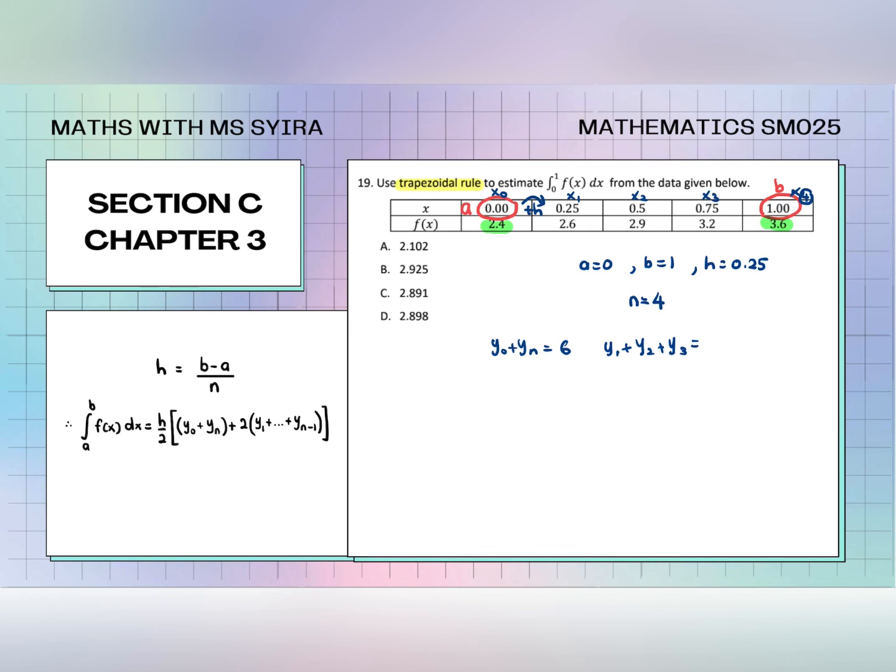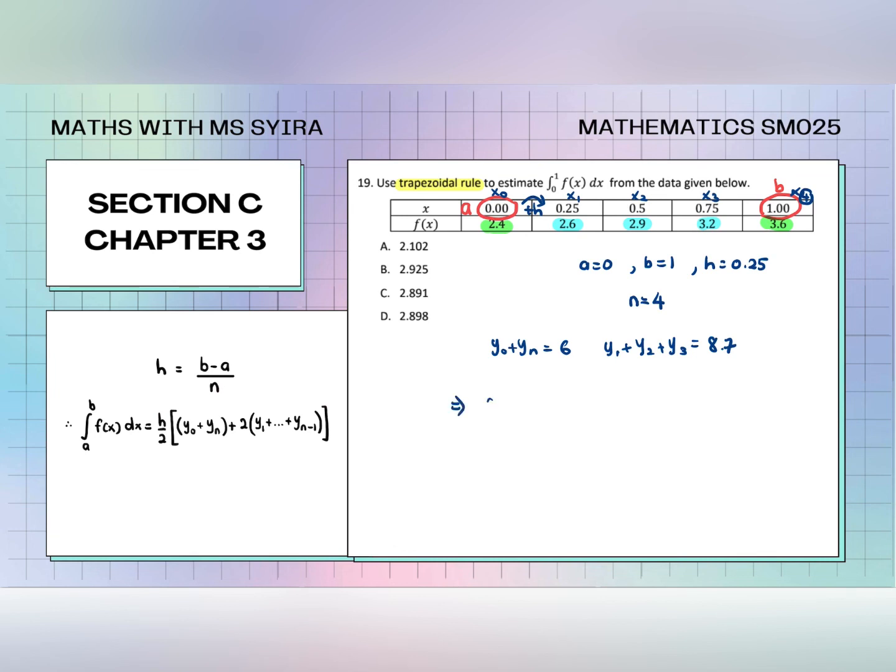Y1, Y2, Y3, yang mana? Yang tengah-tengah ni. 2.6 tambah 2.9 tambah 3.2. So, 2.6 tambah 2.9 tambah 3.2 dalam kalkulator kita dapat 8.7. Ataupun semua ni sebenarnya boleh terus masukkan dalam kalkulator using this formula. So, apa yang perlu kamu key in?